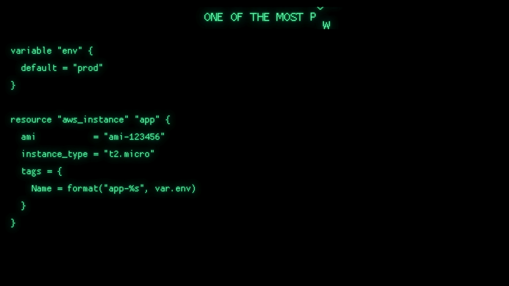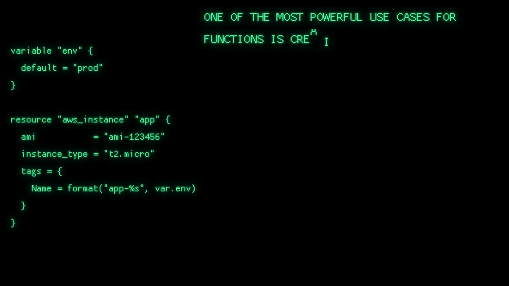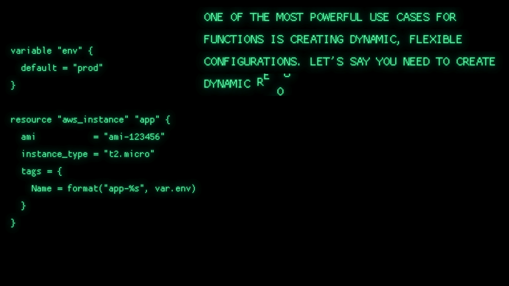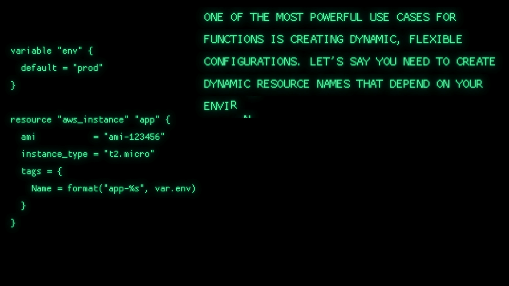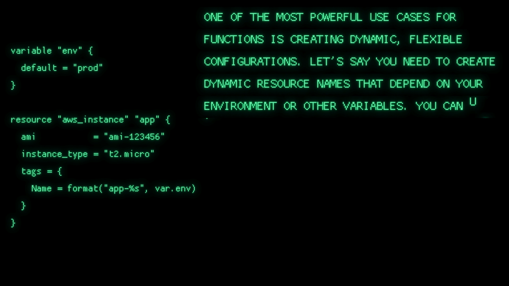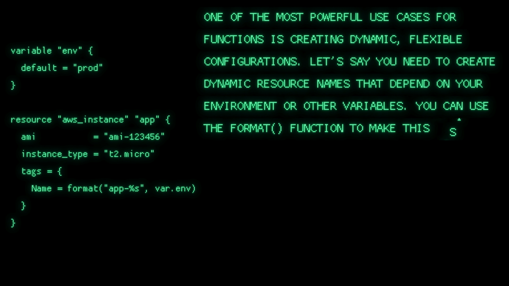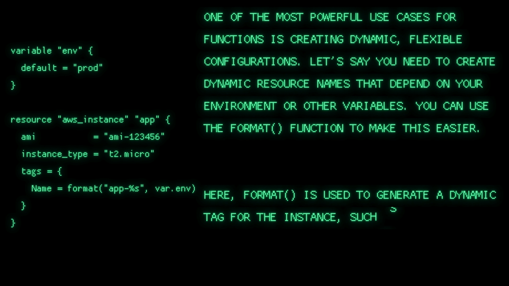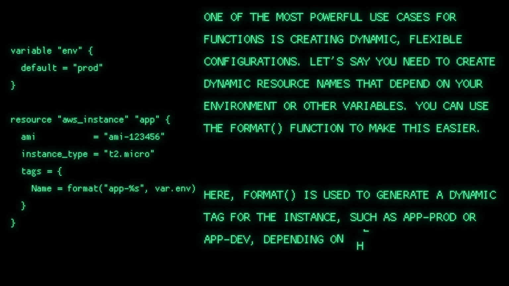One of the most powerful use cases for functions is creating dynamic, flexible configurations. Let's say you need to create dynamic resource names that depend on your environment or other variables. You can use the format function to make this easier. Here, format is used to generate a dynamic tag for the instance, such as app-prod or app-dev, depending on the value of var.env.